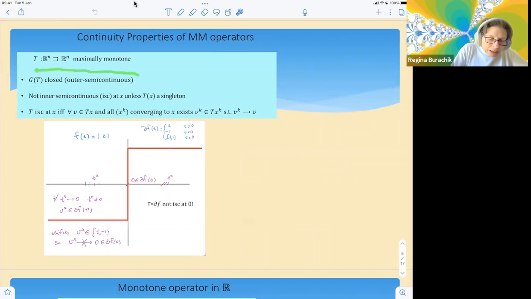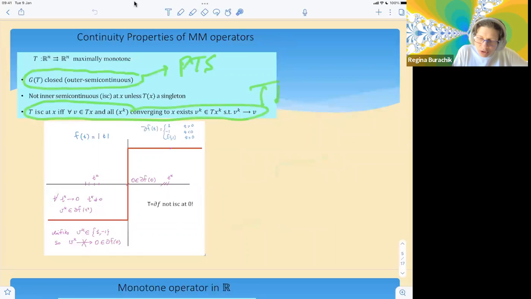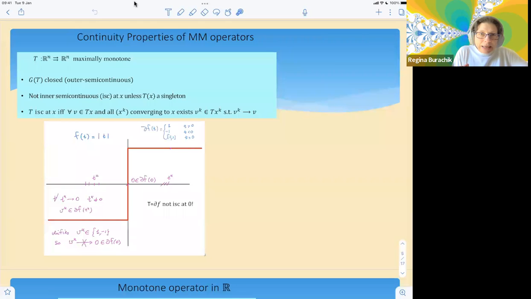Yes, but this definition is for point to set, and this definition is for point to set. So these definitions are all point to set. But what I'm trying to pass in this slide is the fact that if T is maximally monotone, then what can you say in terms of point to set continuity properties? Well, you can say that it's going to have a closed graph because of the maximality, and you're going to be able to say that it's not going to be inner semi-continuous unless T of x is a singleton.